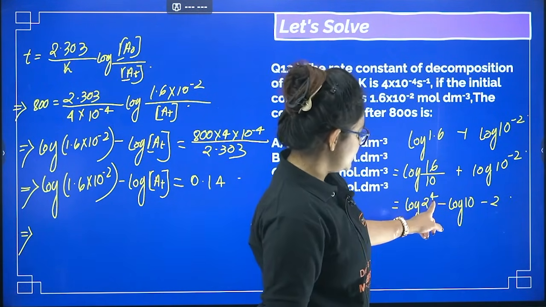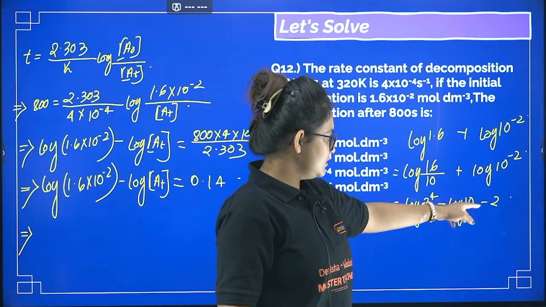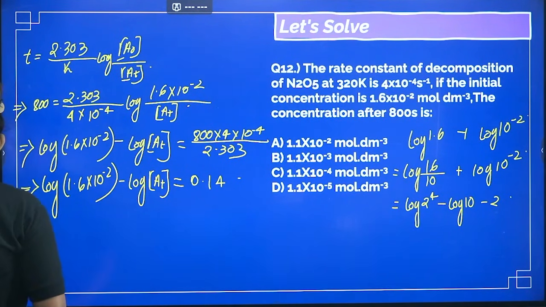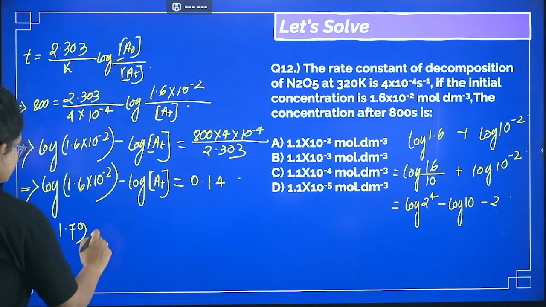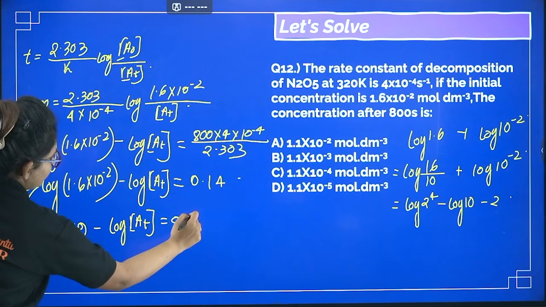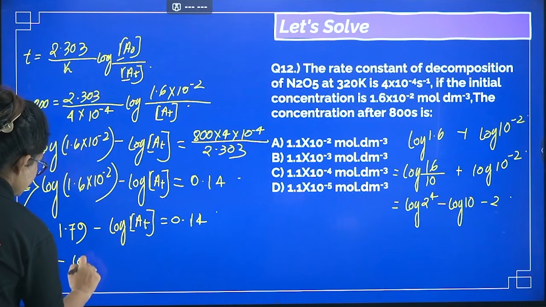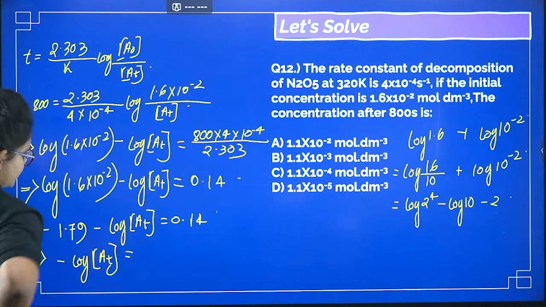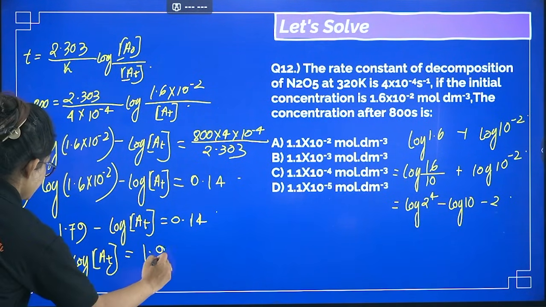If you put here log 2 value 0.3, power 4, log 10 1 minus 2, if you calculate like this you will get it. Once you get it, the value comes up to be something like minus 1.79. Minus log of 80 equals 0.14. Now minus log of 80, if I just take this term there, it will come up something like 1.79 plus 0.14, it will come up to be 1.93.